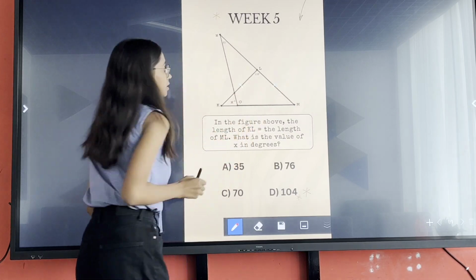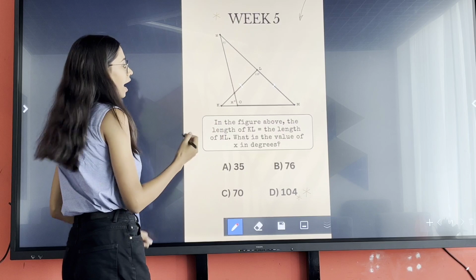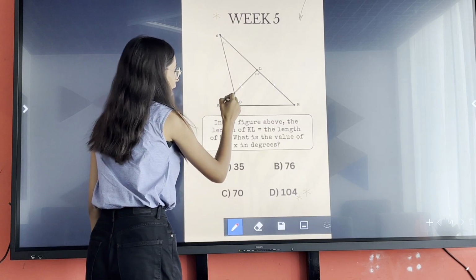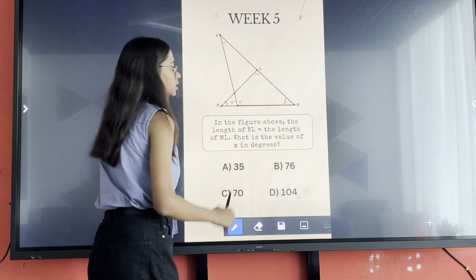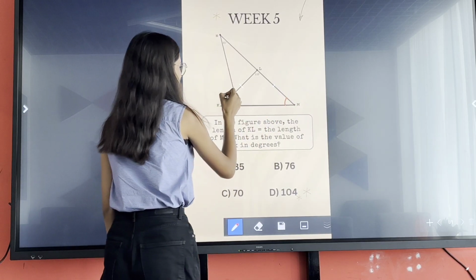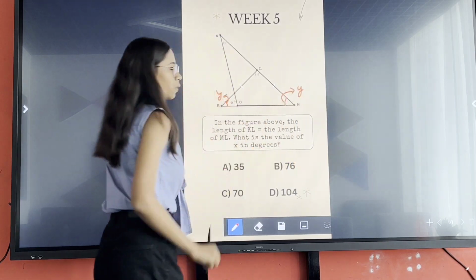Now this triangle is an isosceles triangle because two of the sides are equal, and we can say from the isosceles triangle property that angles opposite to equal sides are equal, so these two angles are going to be the same. Let's name them y. This is y and this is also y.